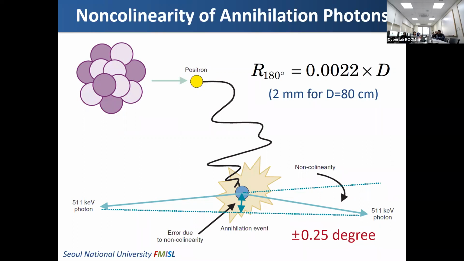I mean that the position uncertainty due to this angular uncertainty can be estimated with this equation. If our PET scanner has an 80 centimeter diameter, the resolution degradation due to this non-collinearity of annihilation photons is over 2. If your scanner has a smaller diameter, for example 40 centimeters, the effect from this non-collinearity is less critical.